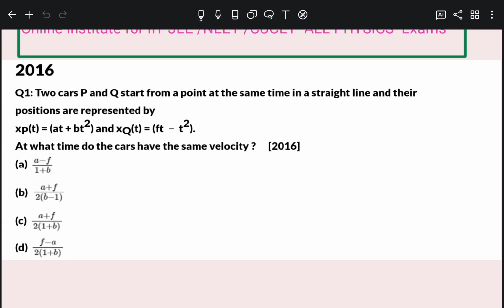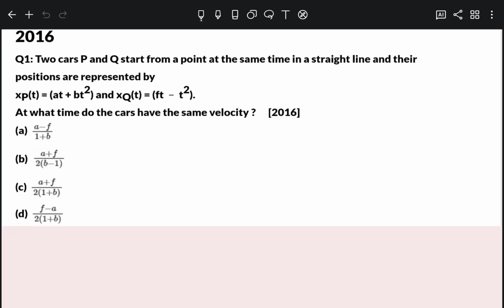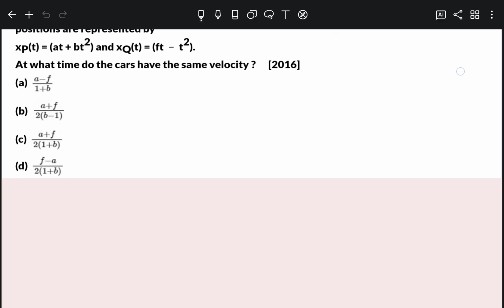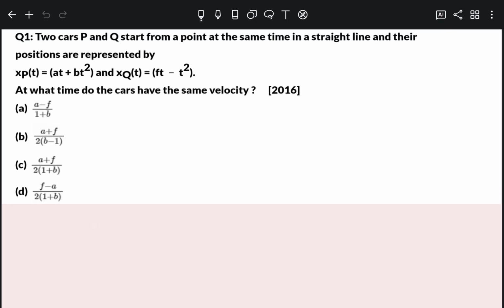So next question, from 2016, right? Two cars P and Q start from a point at the same time in a straight line and their positions are represented by these equations. At what time do the cars have the same velocity? Cars have the same velocity, right?